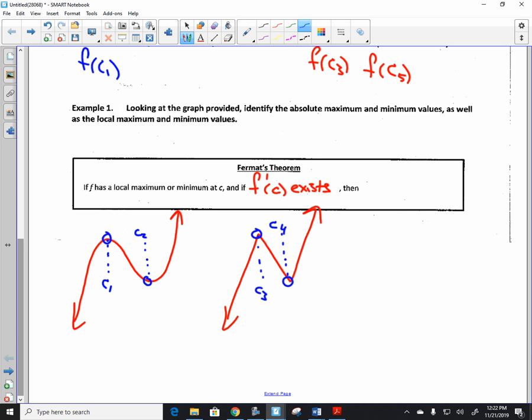What do you notice is true at the maxes or mins? What is equal to 0? The derivative. Yeah. The slope, the derivative, all the same thing. Then f prime of c is equal to 0.